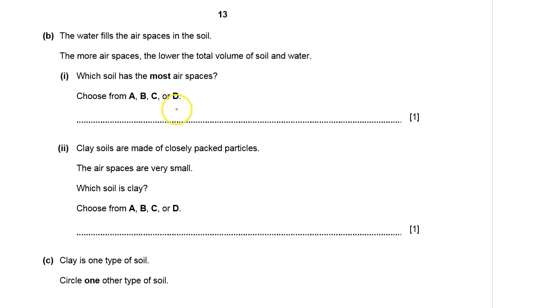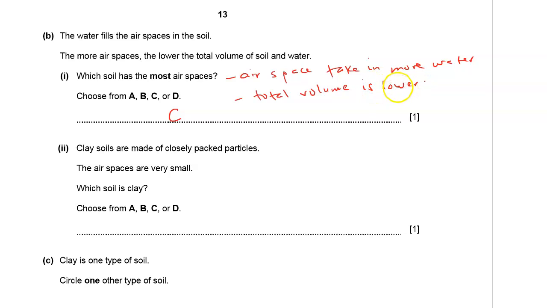So, among all these volumes, C has got the least volume, and that is our answer right here. So, C. Of course, remember, airspace takes in more water. And when that happens, therefore the total volume is lower. Or I can write least. The total volume is least.